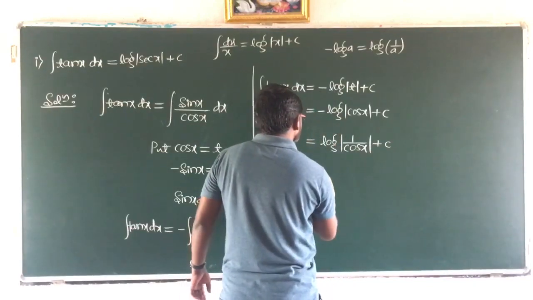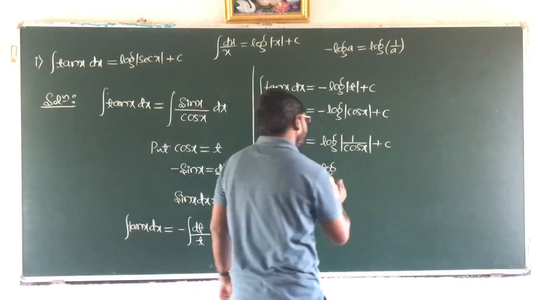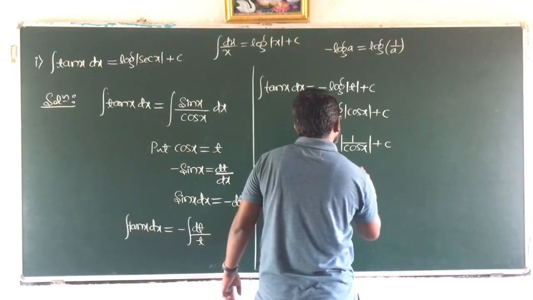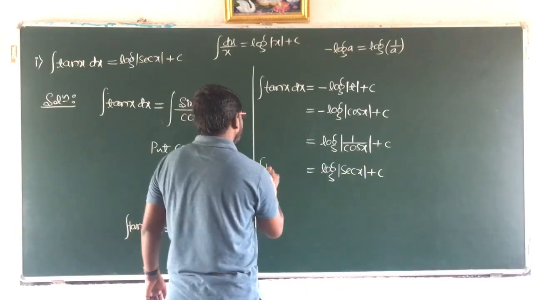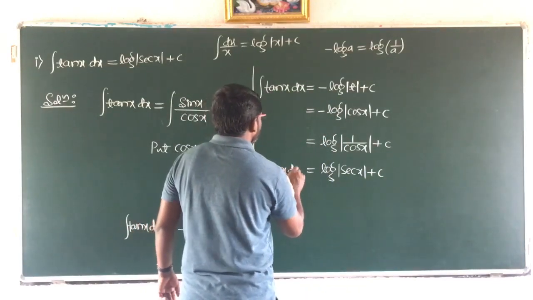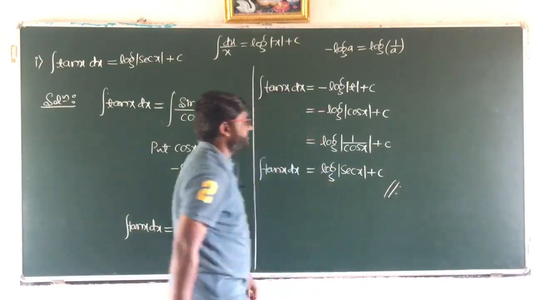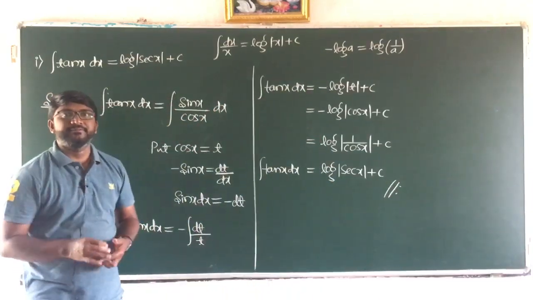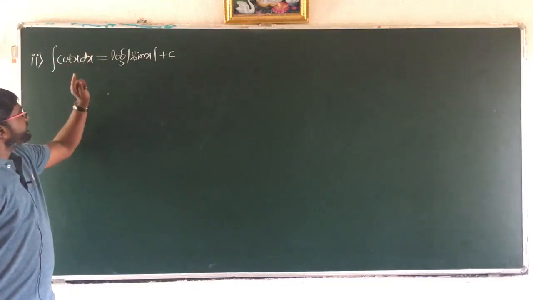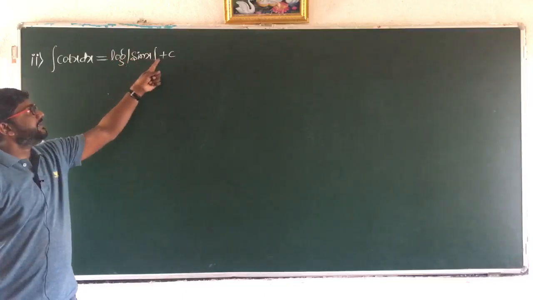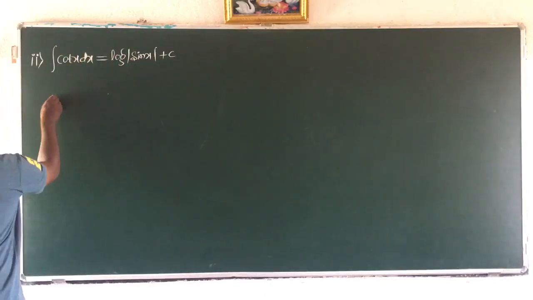Now what is 1 by cos x? It is secant x. So log mod secant x plus c. So it is integral of tan x. This is how we find the integral of tan x with respect to x using the substitution method. The next standard integral is integral cot x dx, which is equal to log mod sin x plus c. Again we'll prove this by substitution method.